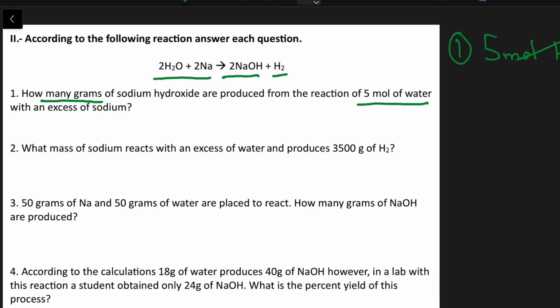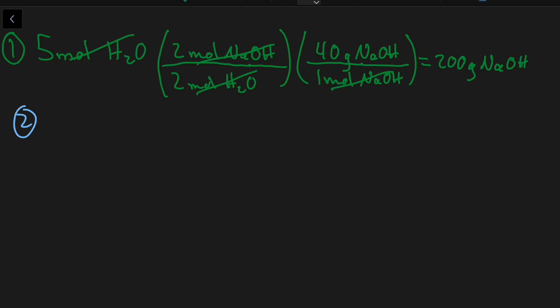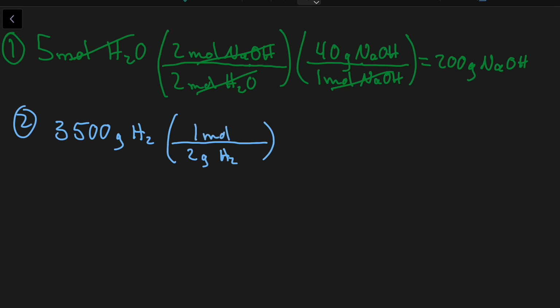The number 2 says, what mass of sodium reacts with an excess of water and produces 3,500 grams of hydrogen? So now for this number 2, you have to start with the 3,500 grams of hydrogen, and then you start with the molar mass of hydrogen, which is 2 grams of H2 containing 1 mole of H2, right? And then the mole ratio. The mole ratio is from 1 to 2. So you have 2 moles of sodium per each mole of H2.